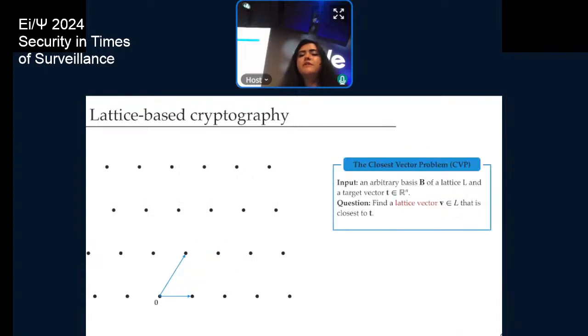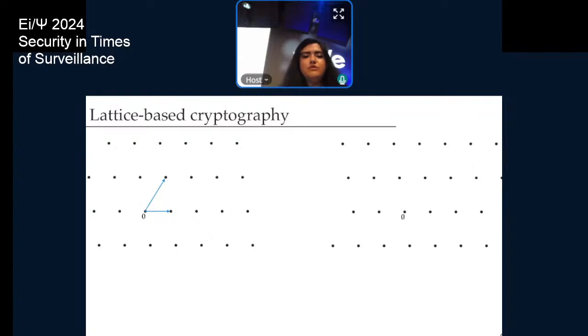What is a hard problem there? For instance, you have the closest vector problem, which is: if I give you some point in the Euclidean space, so this point here, for instance, which is not a point on the lattice, find the lattice point that is closest to it. And here, this would be the solution. So I'm not necessarily going to brute force this, but I'm going to show you why this is hard.